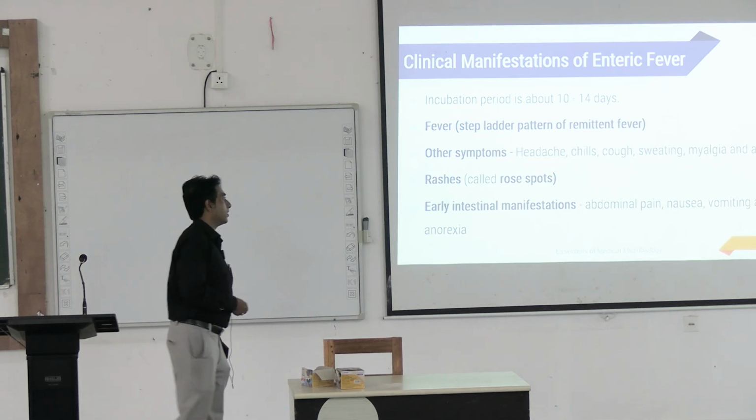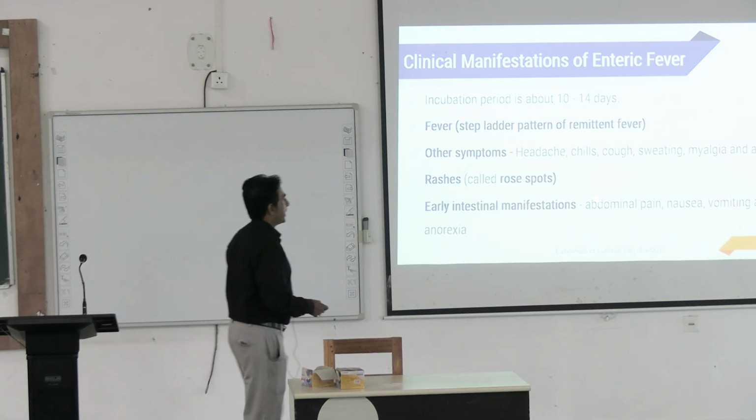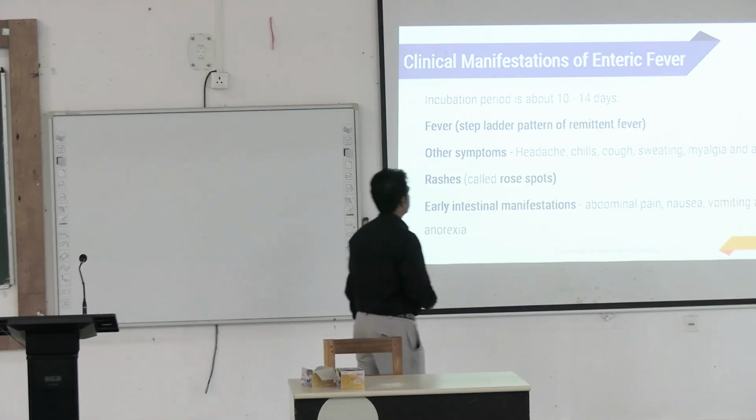Rashes called the rose spots. What are the early intestinal manifestations? Abdominal pain, nausea, vomiting and anorexia.